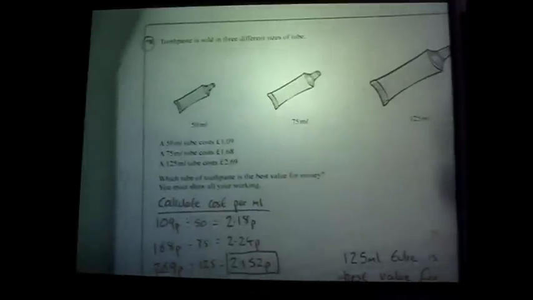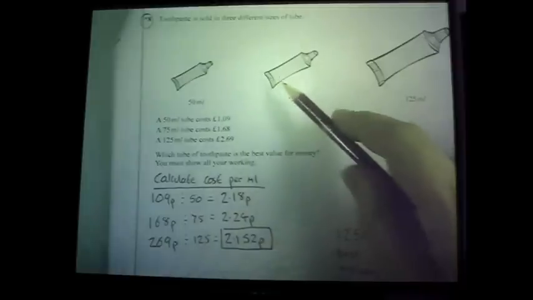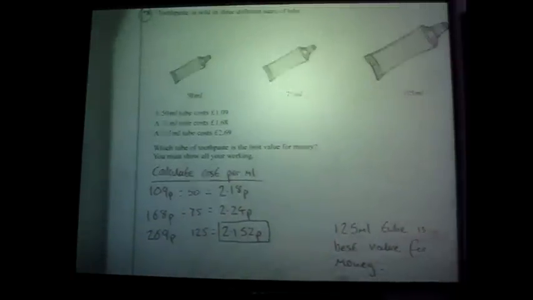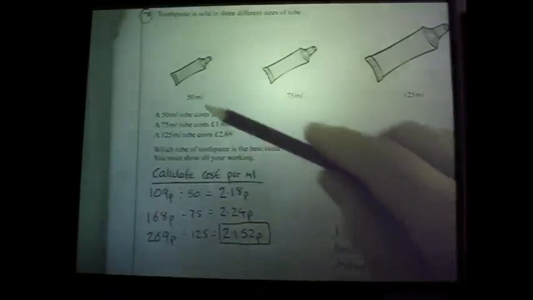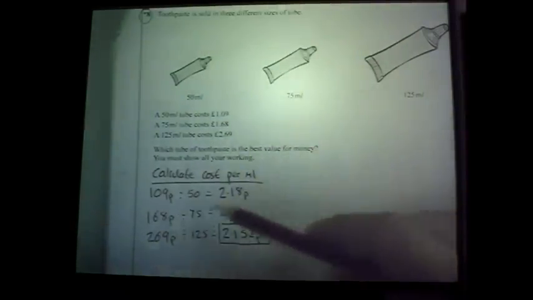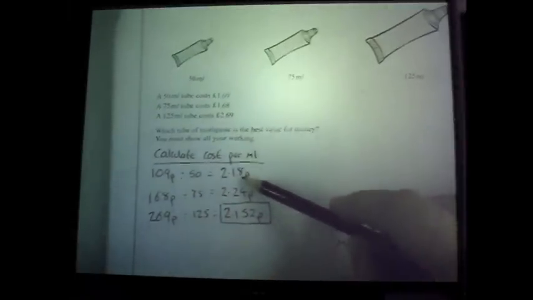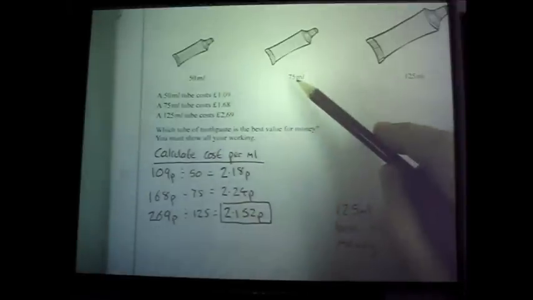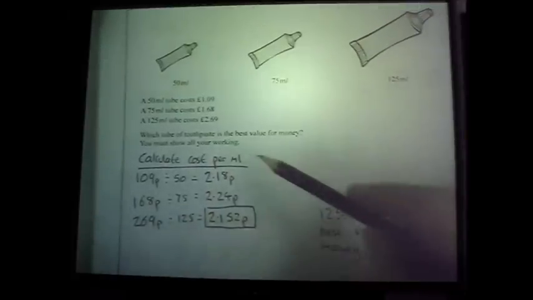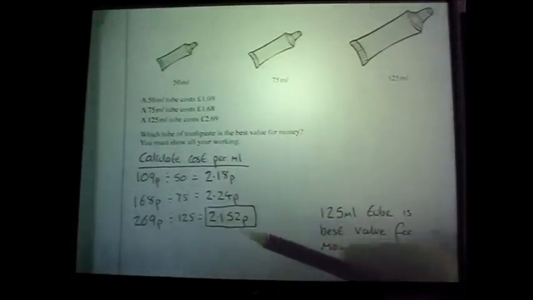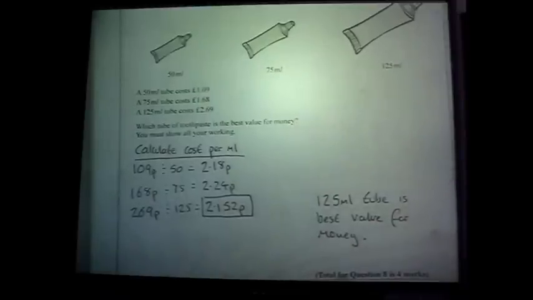Toothpaste is sold in 3 different types of tube. So there's the sizes, and here are the prices. £1.09, £1.68, £2.69. Which tube of toothpaste is the best value for money? So I'm going to calculate the cost per 1 millilitre. 50 millilitres is £1.09. So I do £1.09 divided by 50 millilitres is that much per millilitre. Do £1.68 divided by my 75 millilitres is 2.24 pence per millilitre. And the last one is £2.69 divided by 125, which gives me 2.152 pence per millilitre. So a 125 millilitre tube is the best value for money.